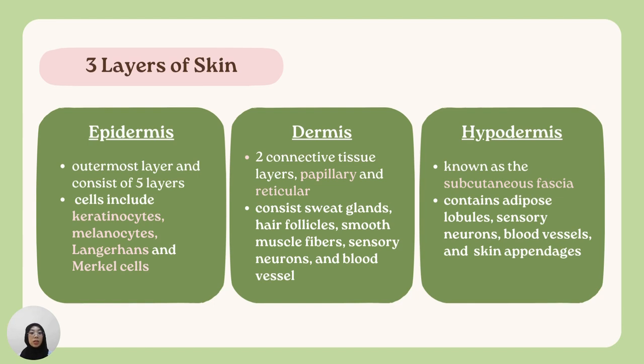The next layer we have is the dermis. The dermis consists of two connective tissue layers, which are the papillary and reticular. And the dermis contains sweat glands, hair follicles, smooth muscle fibers, sensory neurons, and also blood vessels. The last layer we have is the hypodermis. The hypodermis, also known as the subcutaneous fascia, contains adipose lobules, sensory neurons, blood vessels, and skin appendages.